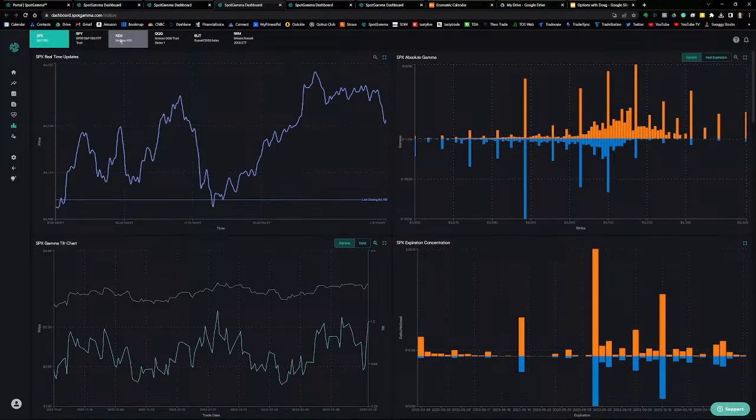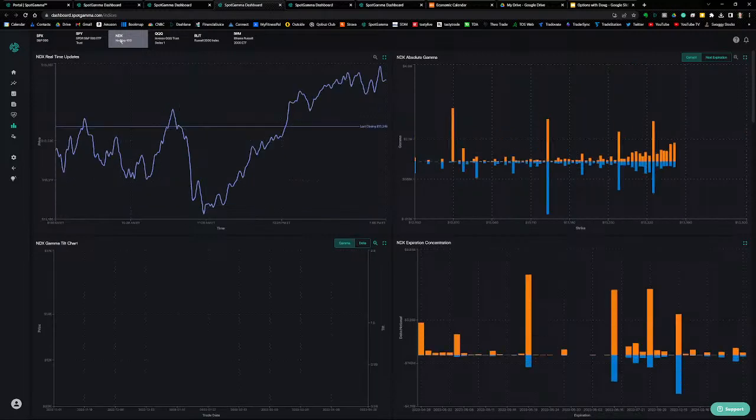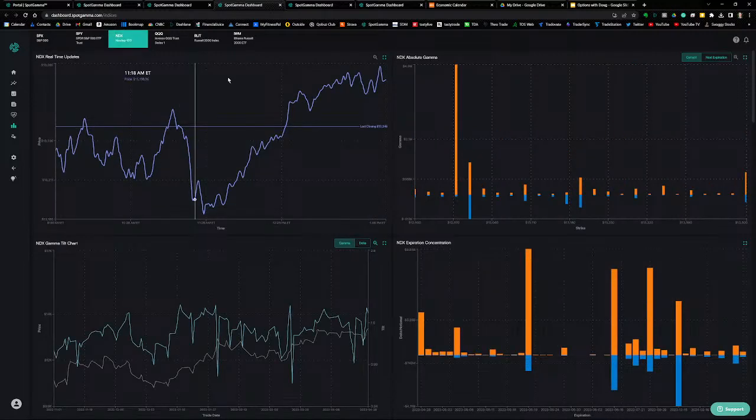So let's take a look at NDX now. And here's the 12,975 strike. This is the key gamma strike or absolute gamma strike, as well as the call wall. And the put wall is at 11,000. It's not shown on this chart and not in play today.